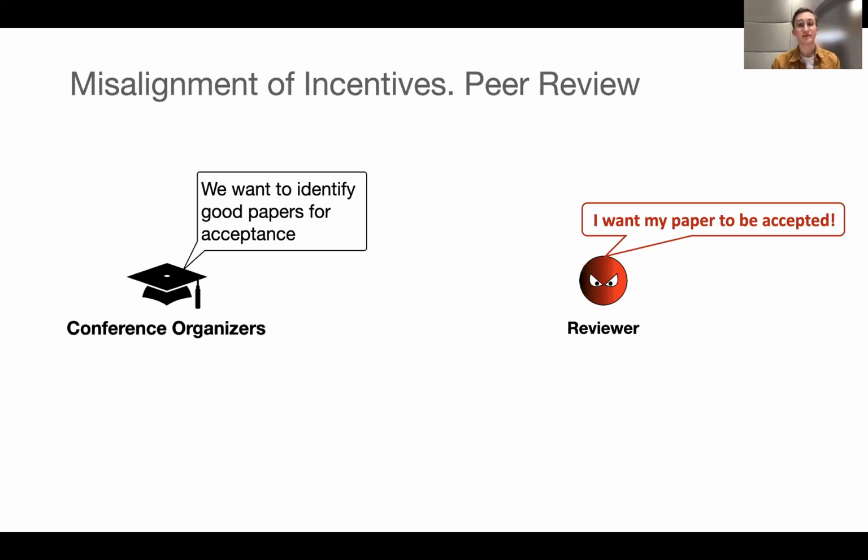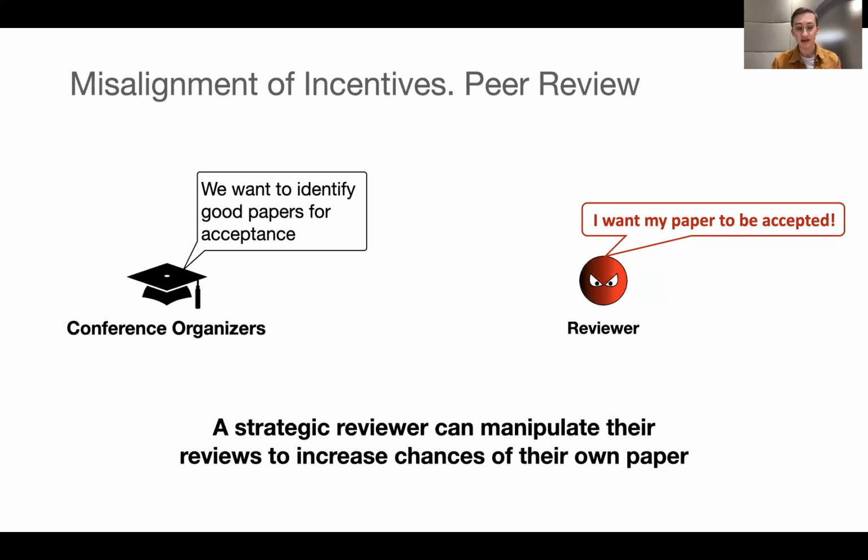Another example is peer review. In academia, there are many conferences, and these conferences receive thousands of submissions and want to accept some of them for publication. And typically they want to find good papers for acceptance. And reviewers who serve in peer review often themselves submit papers to the same conference. So while conference organizers want to find top papers, each reviewer may be interested in getting their paper accepted. Hence, a strategic reviewer is incentivized to manipulate their evaluations of others to increase the chances of their own paper.